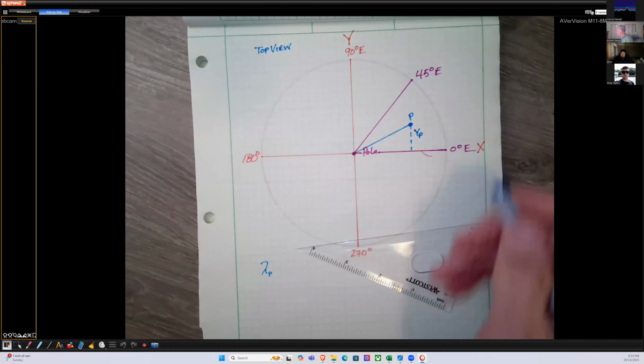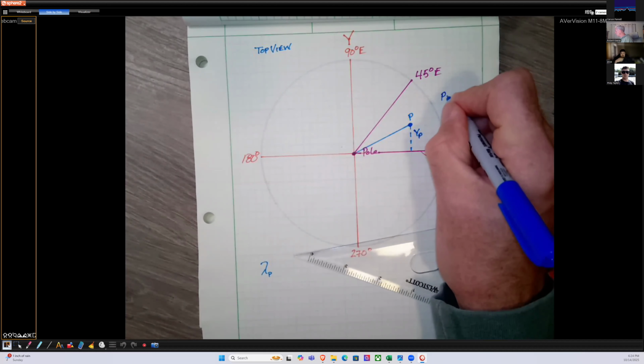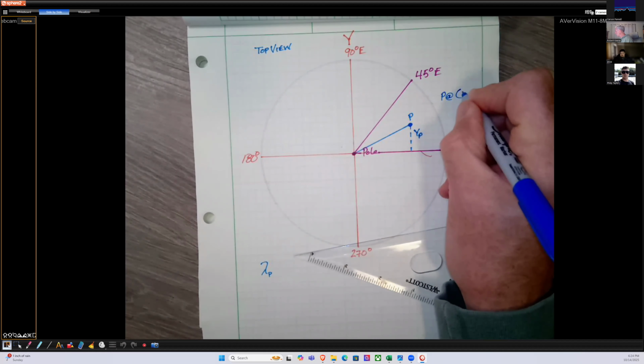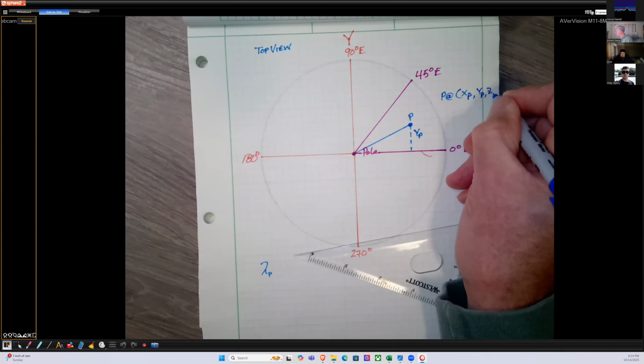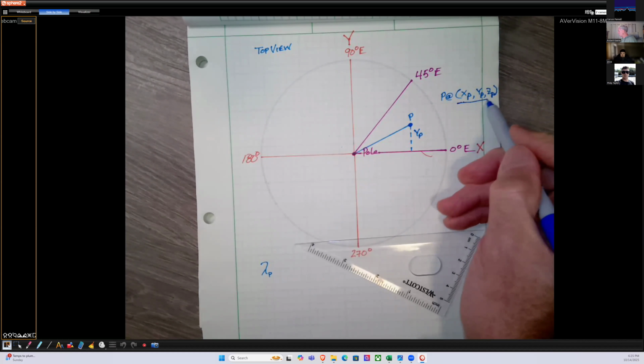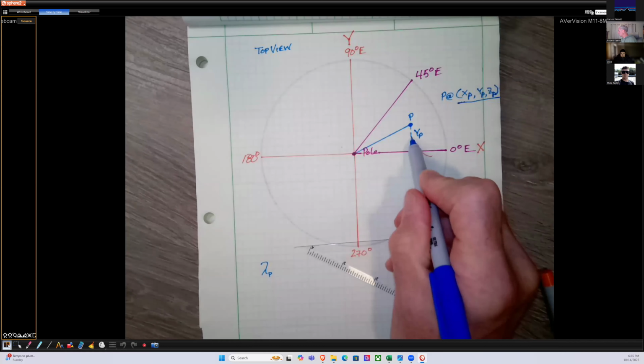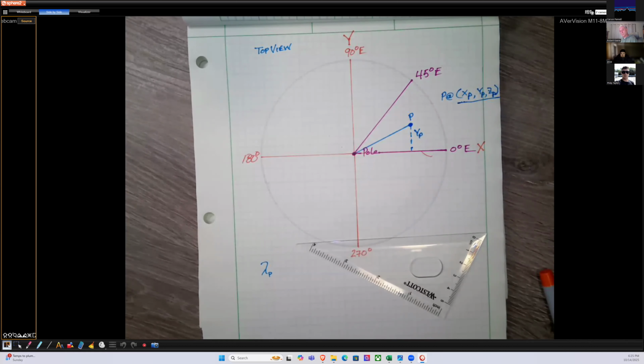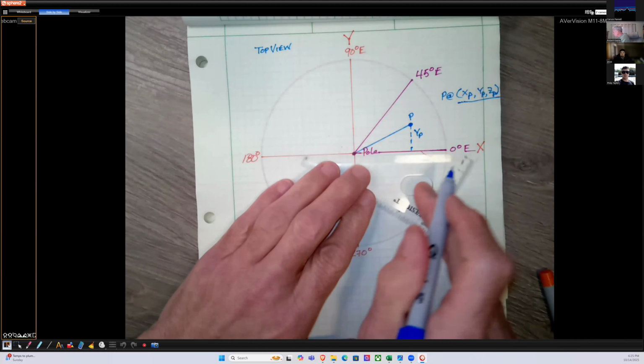If I say P is at XP, YP, ZP, we can't see the Z value because we're looking top down. So in this coordinate, YP would be this distance here. Make sense? Yeah. Just like old eighth grade math, we're looking at X and Y coordinate systems. That's the Y value. What would this be?